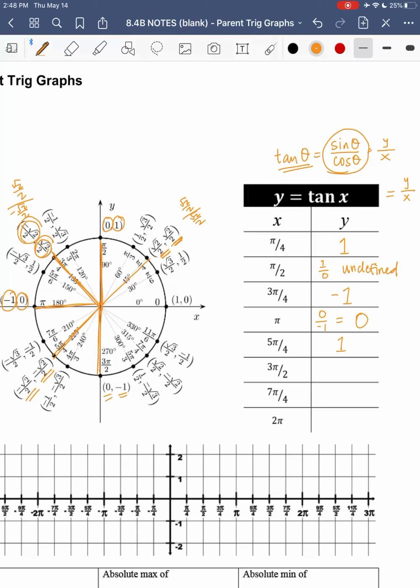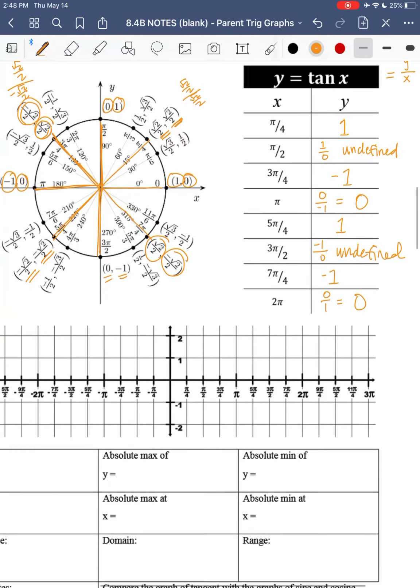And then 3 pi halves right here. Uh-oh, the bad thing's going to happen. We have -1 divided by 0. It's undefined. And then we have 7 pi fourths, which is negative square root 2 over 2 divided by square root 2 over 2, so that is -1. And then lastly, we have 2 pi. We get 0 divided by 1, which is just 0.